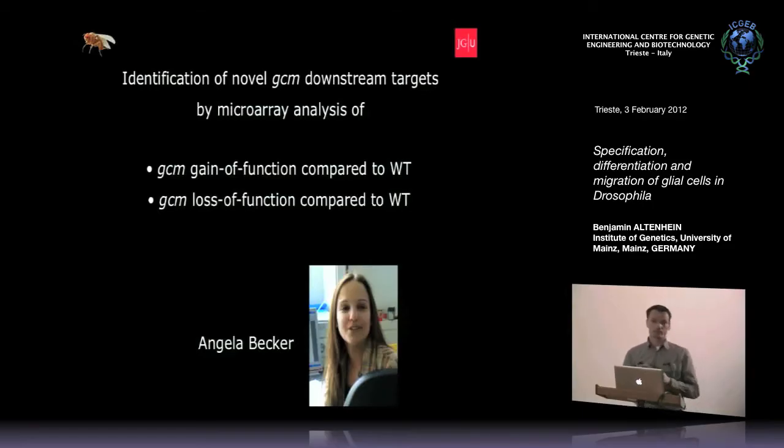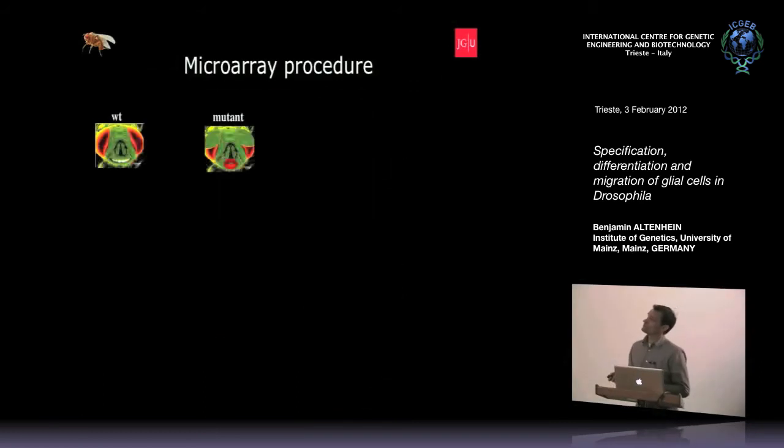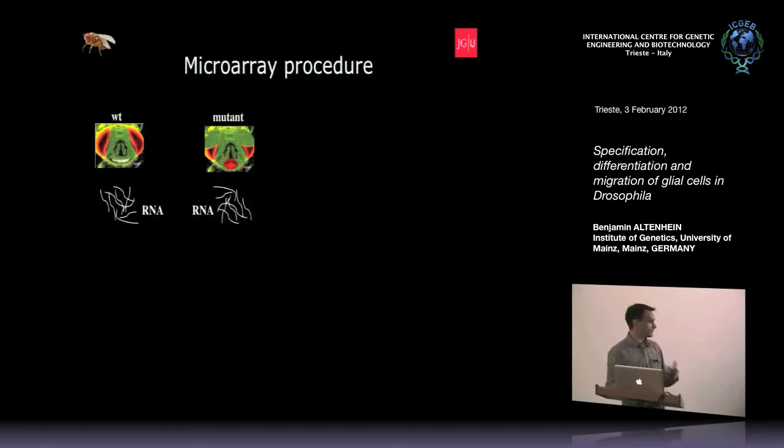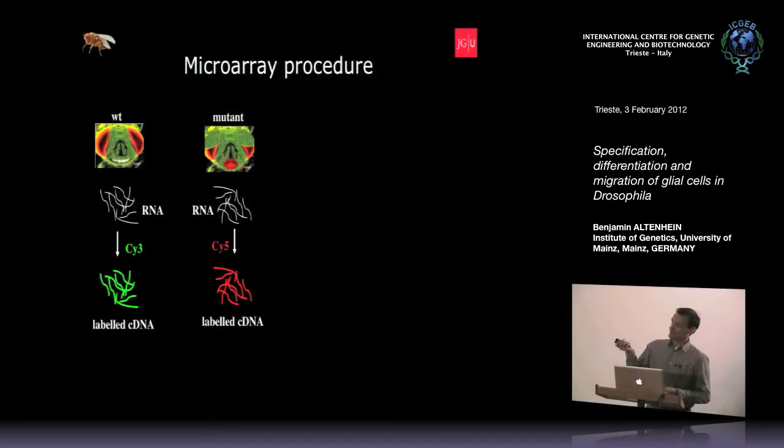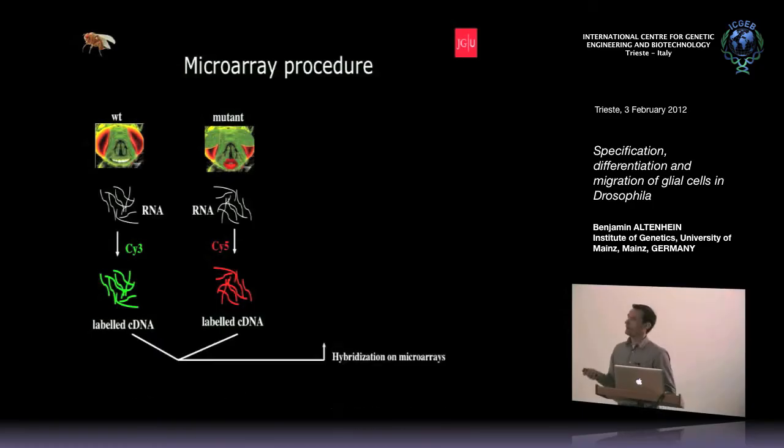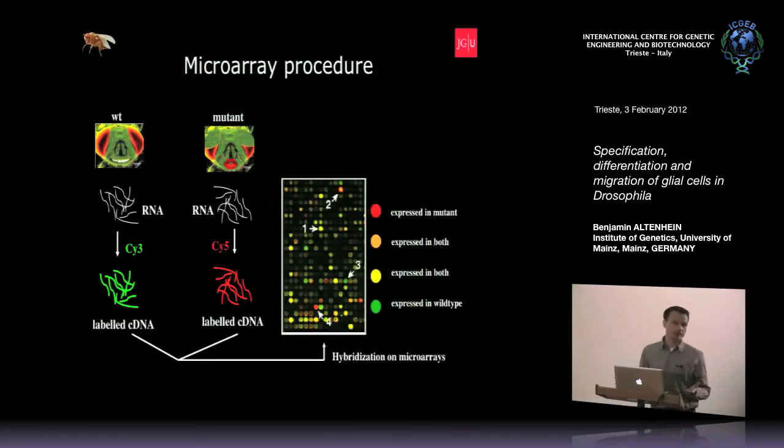And we wanted to make use of the, at that time, novel technique of microarrays, comparing both the GCM gain and the GCM loss of function to wild-type embryos. Just to very briefly introduce the microarray procedure, you usually compare two different situations, like the wild-type and the mutant strain. You prep RNA from these. You reverse transcribe the RNA, thereby incorporating fluorescent dyes, either directly or indirectly, like cyanin-3 and cyanin-5. So you have labeled cDNAs, and these are pooled and hybridized onto microarrays, onto gene chips, where in our case roughly 22,000 predicted Drosophila genes were spotted.